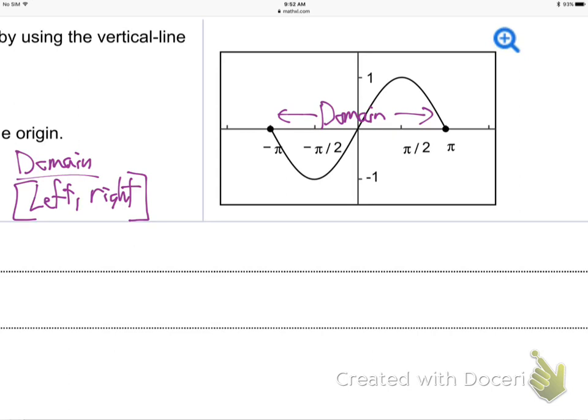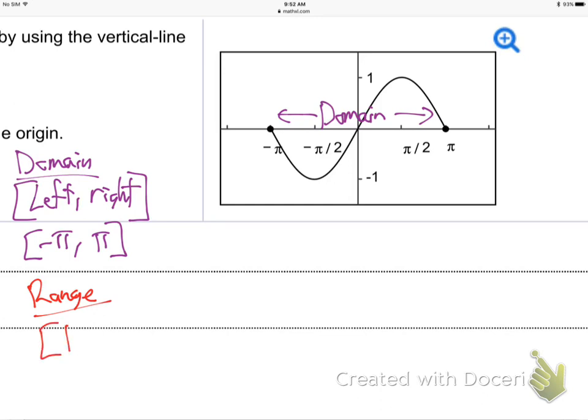So what's the left edge? Negative pi, and the right edge is regular pi. And those are brackets because those are solid dots on the end. Straight on it hits those. Is that good on that? And then what's the range?